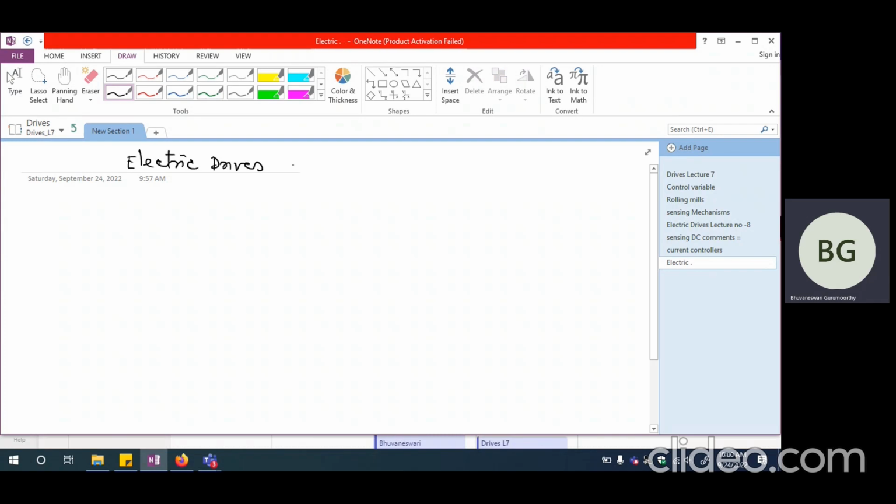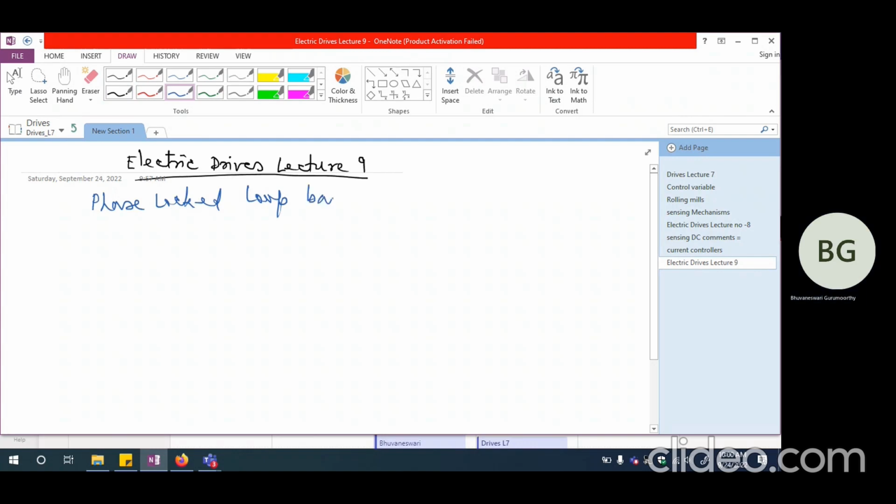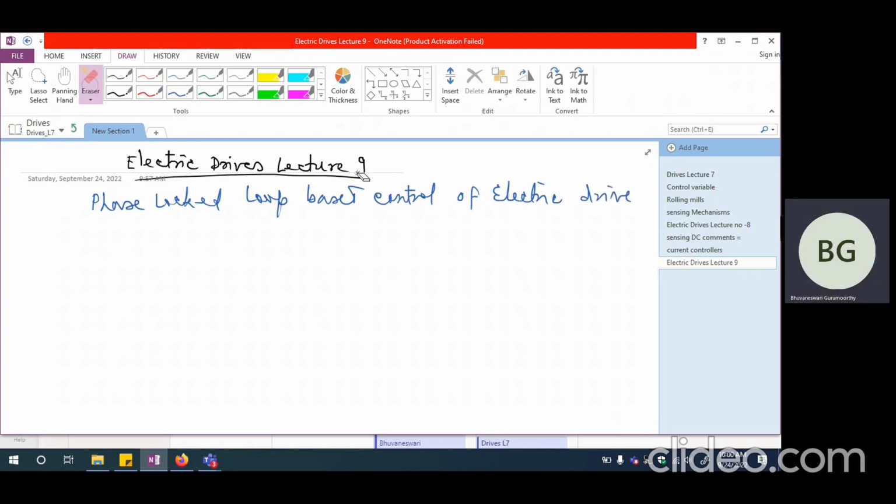So in today's class, as I told you at the end of last lecture, we are going to look at PLL based control, that is phase locked loop based control of electric drive.